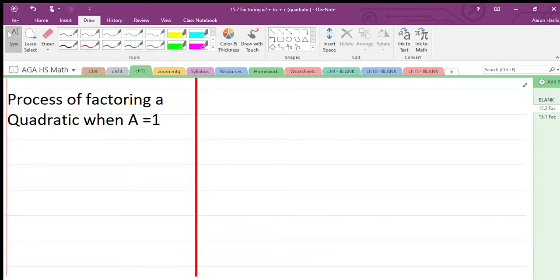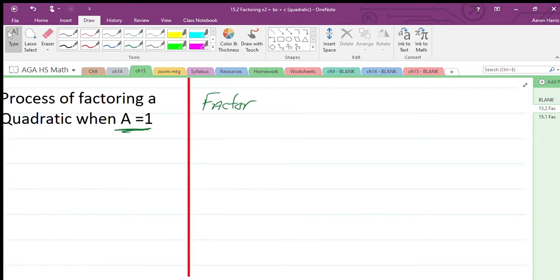Process of factoring a quadratic when a equals 1. This is just going to be one of the ways that we are able to factor a quadratic. Now it's very, very specific. A has to equal 1 in order to do this method. So what I'm going to do is show you the complete way of factoring something. Once I do that, I will then break it down into steps and you will be able to follow along, and then we'll put it all together at the end.